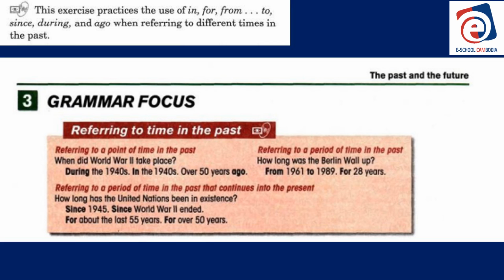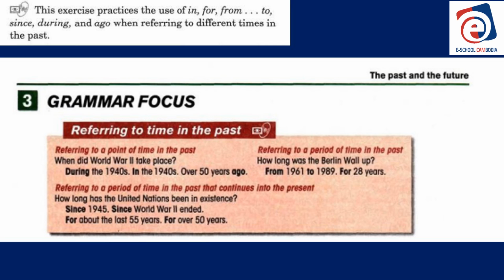Going on, referring to a period of time in the past that continues to the present. And so we say, how long has the United Nations been in existence? So the United Nations began in 1945, but we still have the United Nations. Here in 2022, we still have the United Nations. So we say, since 1945. Since it began in 1945 and it is continuing on is what we mean.